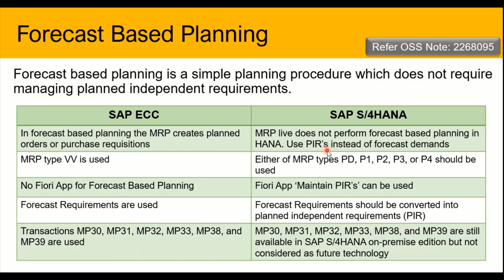So these PIRs can actually be created for the raw materials, semi-finished or any finished material that should be part of the forecast planning. So in SAP S/4HANA, they're actually proposing us to use the MRP types PD, P1, P2, P3 or P4 in order to execute the PIR or the forecast-based planning. And we also have the Fiori app Maintain PIRs that can be utilized to create a demand or a forecast on a specific set of materials.